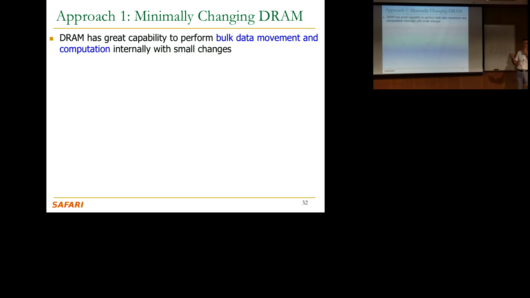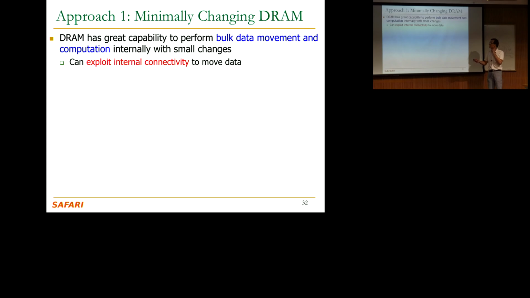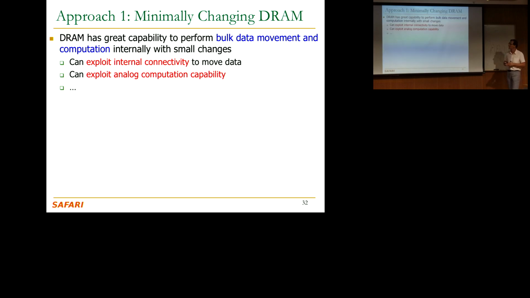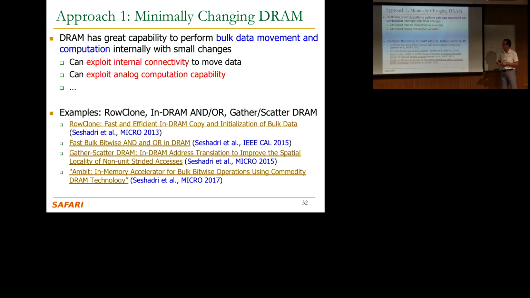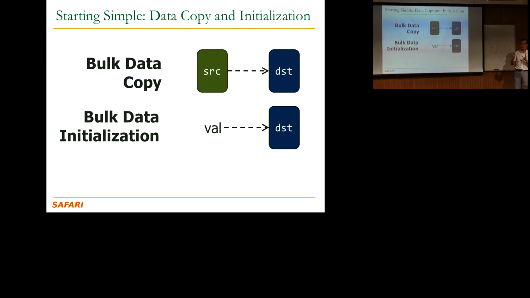OK, so the basic idea is very simple. A memory technology like DRAM has great capability to perform bulk data movement and computation internally with very little changes. Because you can exploit internal connectivity to move the data, and you can exploit the analog computation capability that's present inside the DRAM. And I'm going to give you some examples over here. I'm going to start by cheating and not even talk about computation. I'm going to talk about data movement, which is data copy and initialization.